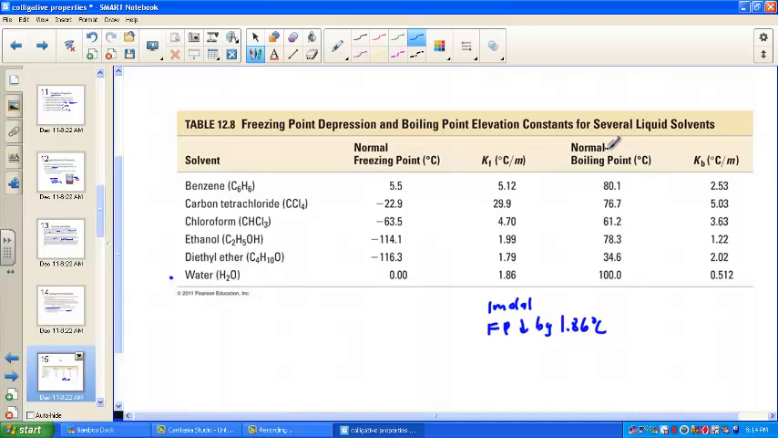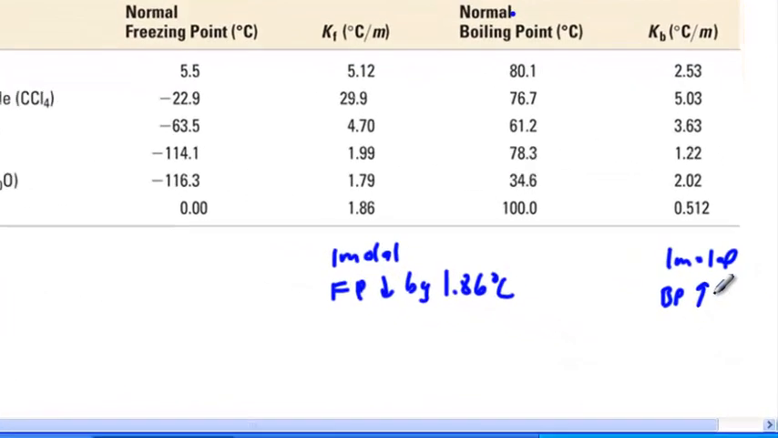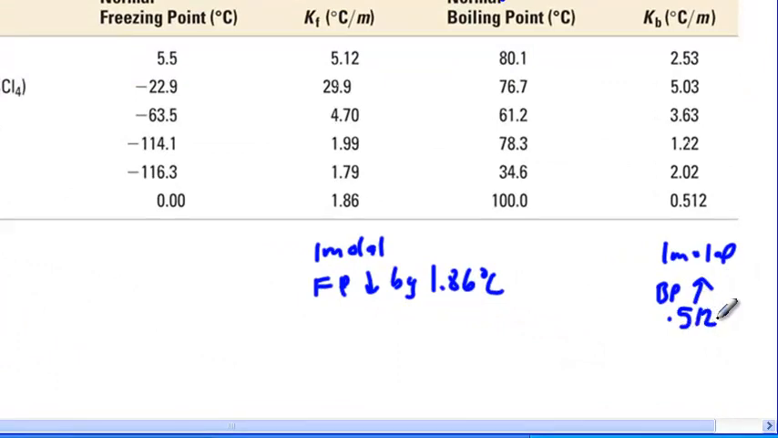Water, and again, the word normal means standard pressure, normally boils at 100 degrees. Pure water boils at 100 degrees Celsius. If I create a solution of water, the boiling point actually rises, boiling points elevate, by 0.512 degrees. So a 1 molal solution is going to increase the boiling point by 0.512 degrees Celsius.